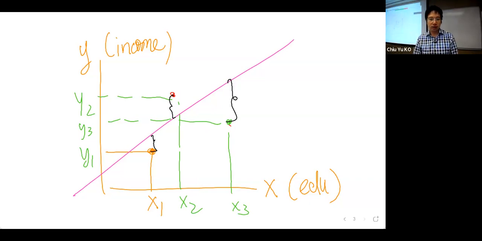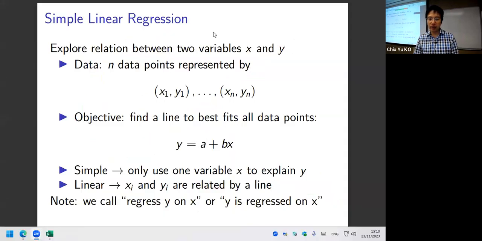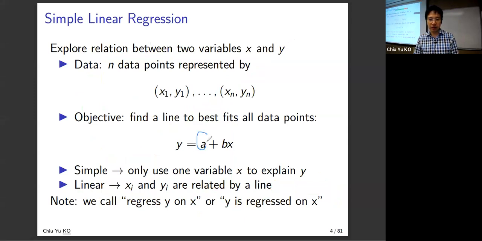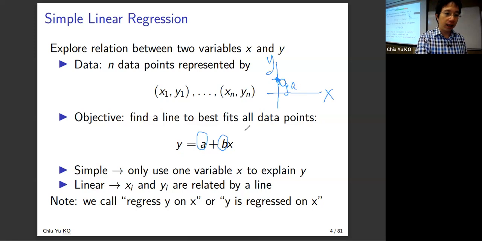So I condense the line into a and b. What are a and b? a is the value when x is equal to 0. It's the intercept. In the graph with x and y, this is a, the y-intercept. The height is called a, and b will be the slope.